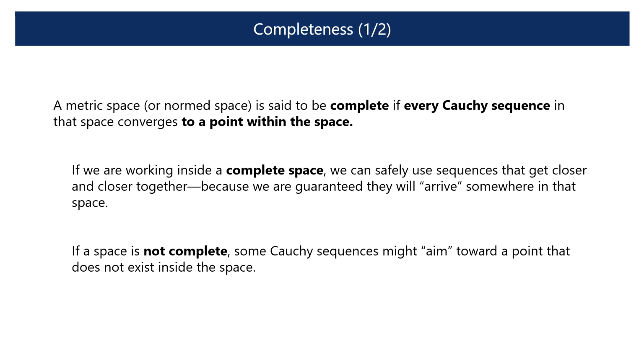Now, let's go back to the definition of completeness. A metric space is said to be complete if every Cauchy sequence in that space converges to a point within the space. In other words, if we are working inside a complete space, we can safely use sequences that get closer and closer together, because we are guaranteed they will arrive somewhere in that space. If a space is not complete, some Cauchy sequences might aim toward a point that does not exist inside the space.